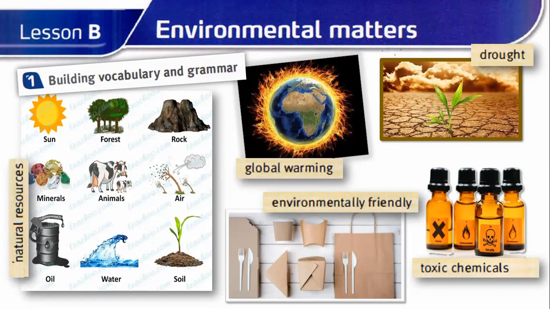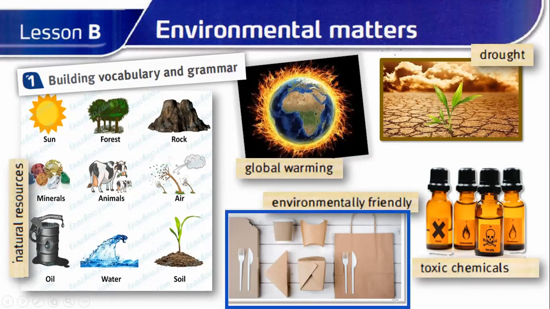Another example could be, well, just look at this picture, okay? Organic material is environmentally friendly. If they are organic, they are environmentally friendly, they are eco-friendly, they are good for the environment, for nature. But it's not only organic products.